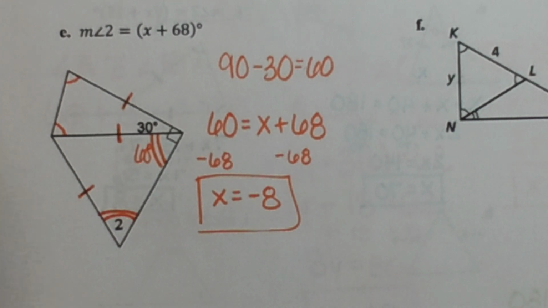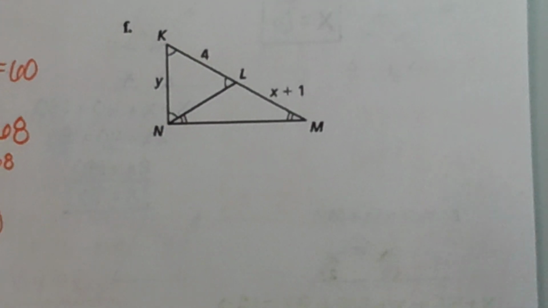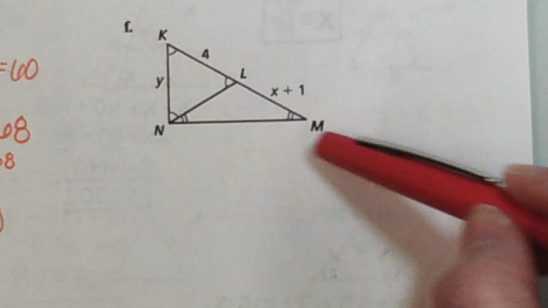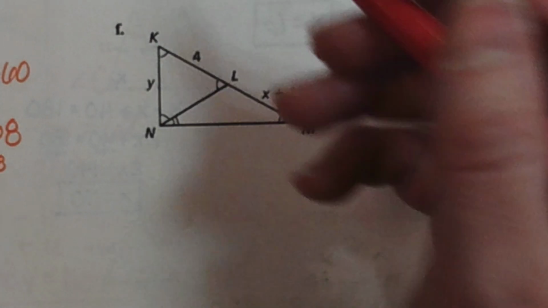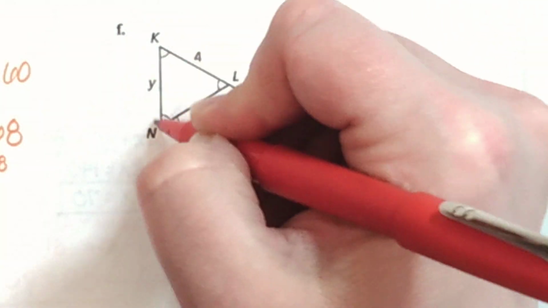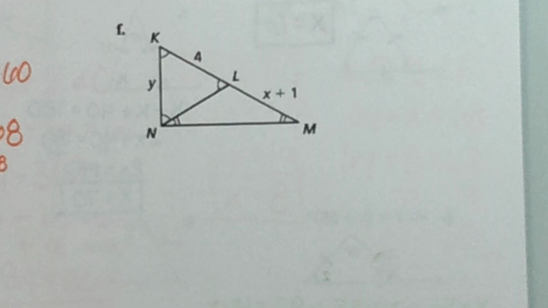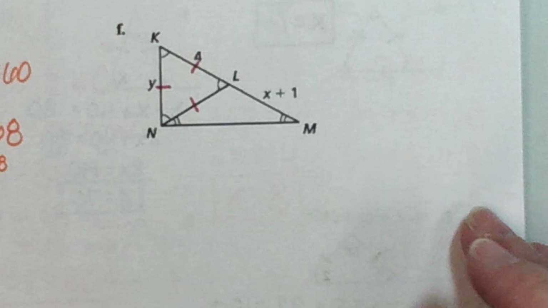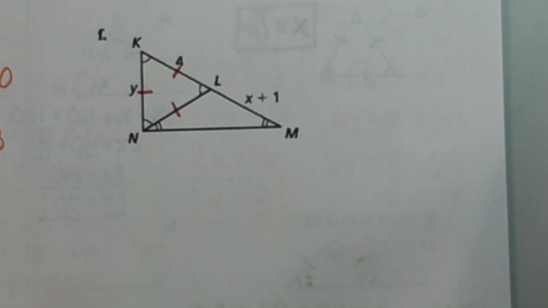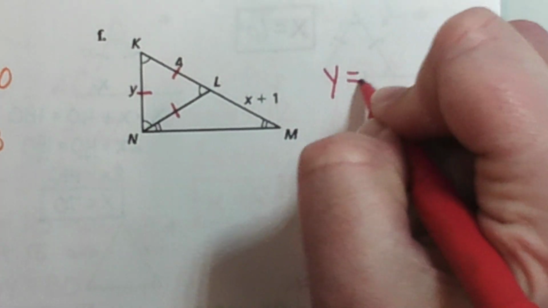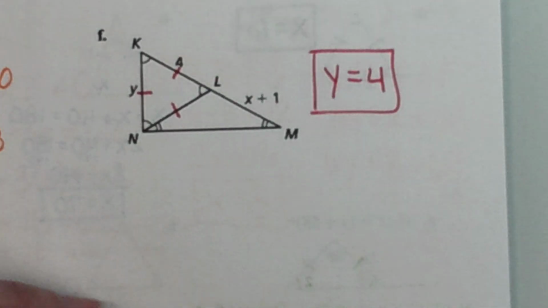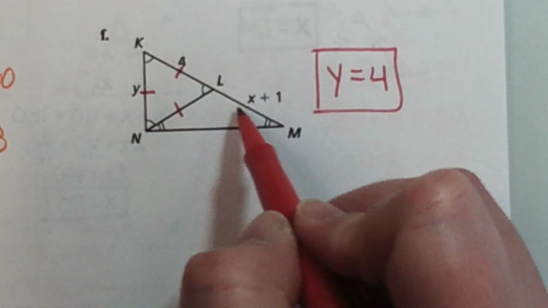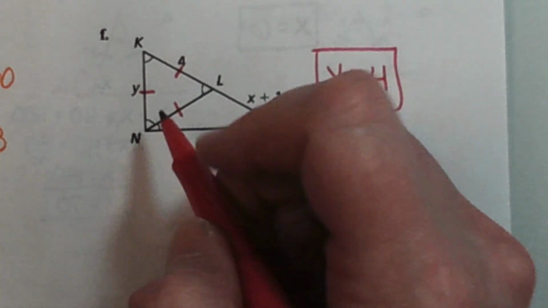Final problem. Problem F. I see two triangles. Technically, I see a third triangle, but I'm not going to use that one. This triangle has 3 congruent angles, which means it has how many congruent sides? 3. That helps me find y. What's y? 4. Okay. x is hanging out over here on LM, so let's go to that triangle now.